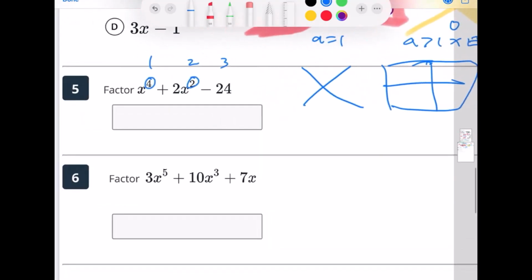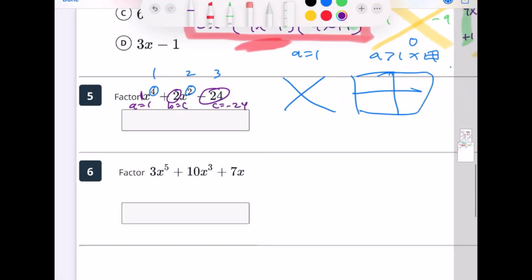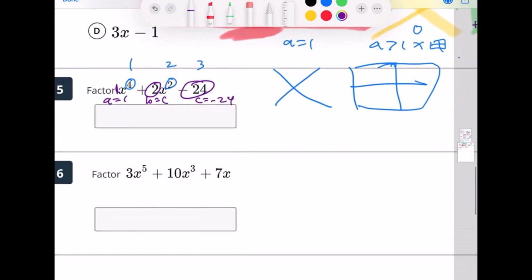Okay, so in this problem, a is 1, it's right there, b is 2, and c is negative 24. So I don't need the box, but it'll help you understand why I got the answer, okay? So a times c is negative 24, b value is 2.